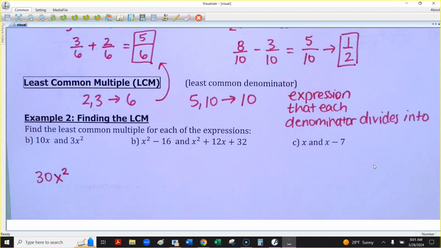All right, both numbers have to divide into it and both variables have to divide into it. So when you're working with the number, just like you would do with regular numbers, when you're working with a variable like that, it's got to be the biggest exponent.